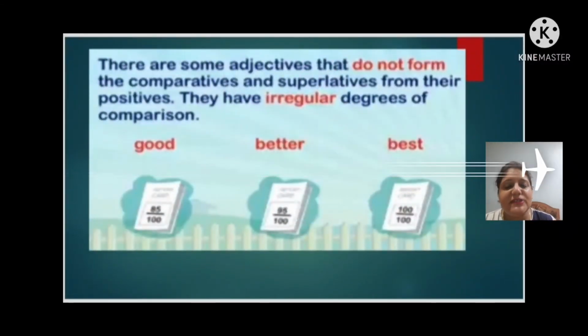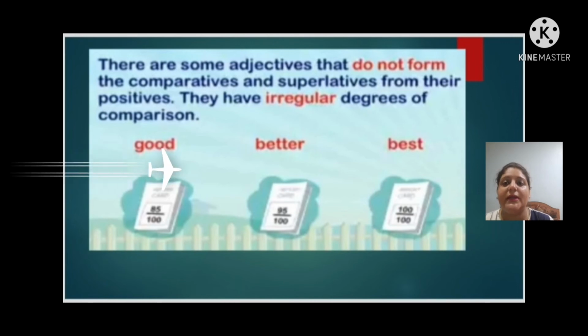There are some adjectives that do not form the comparatives and superlatives from their positives. They have irregular degrees of comparison. The full word is changed. Example, good, better, best. Bad, worse, worst.